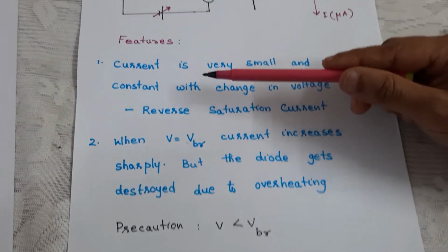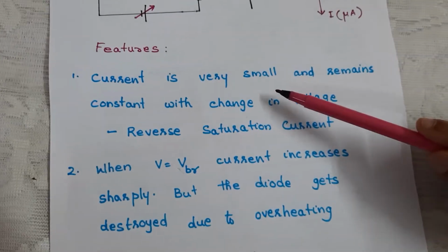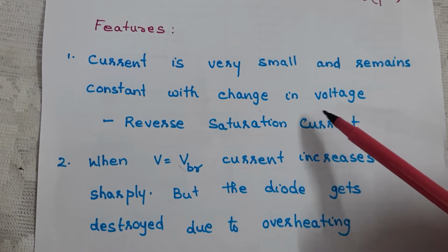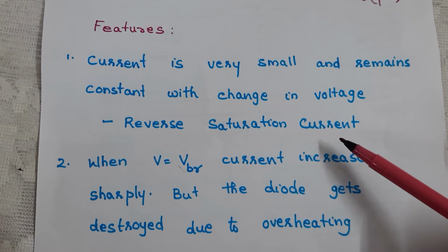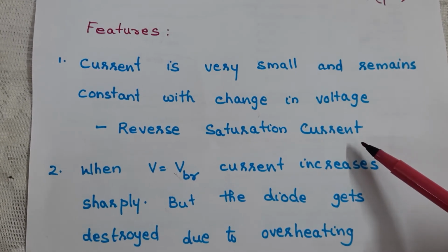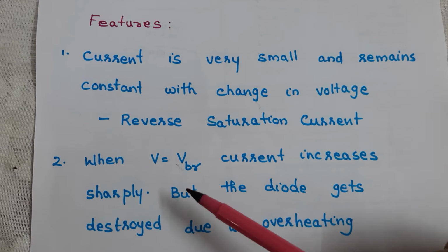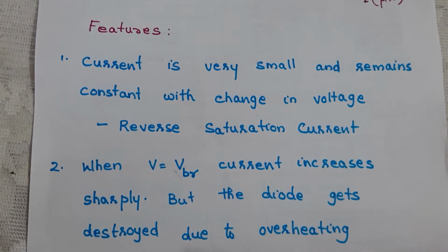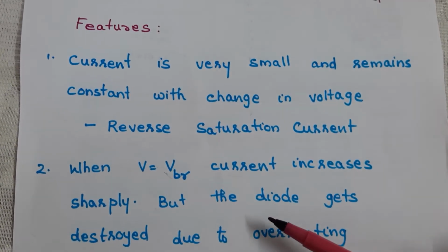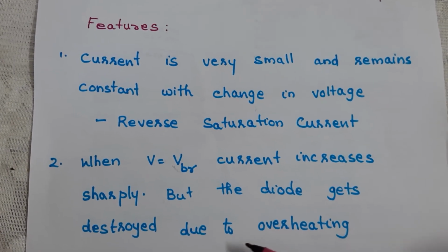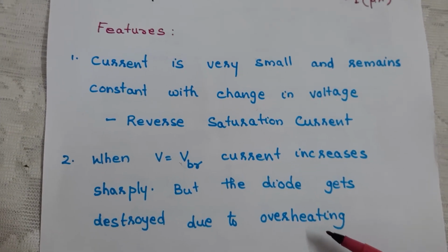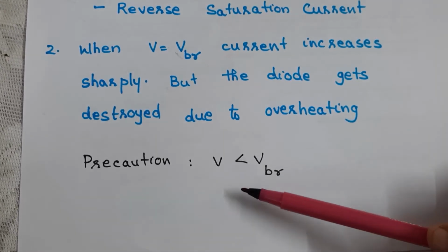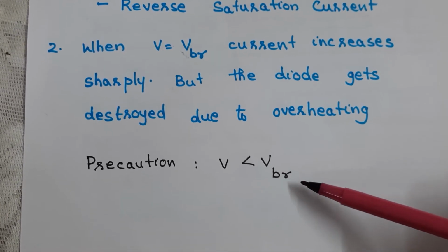So the important features are, the current is very small and remains constant with the change in voltage. And this current is known as reverse saturation current. But when the voltage reaches breakdown voltage VBR, the current increases sharply. But the diode gets destroyed due to overheating. So in reverse biasing, there is a precaution, that is applied voltage should be less than the breakdown voltage.